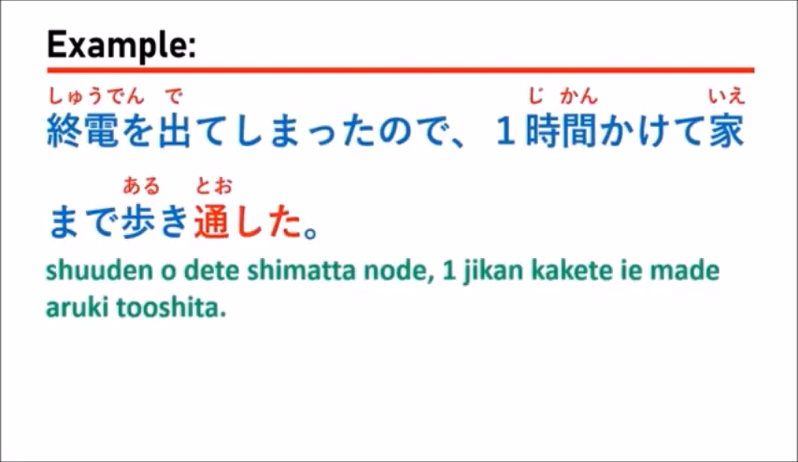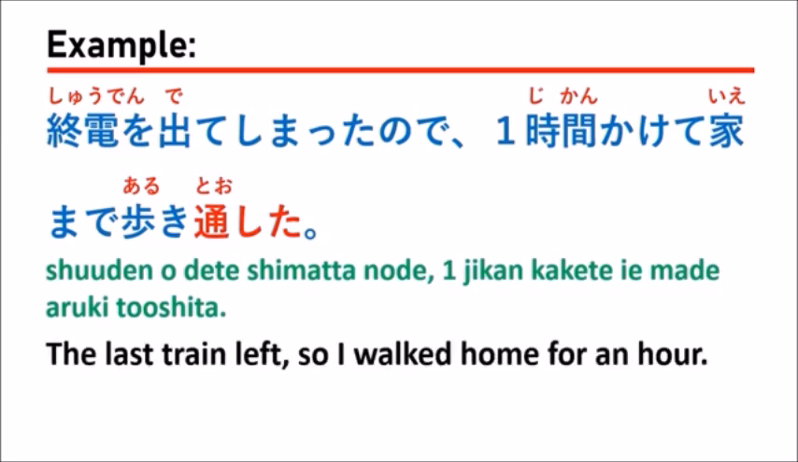The next example. 終電を逃してしまったので、1時間かけて家まで歩き通した。Which means the last train left, so I walked home for an hour.